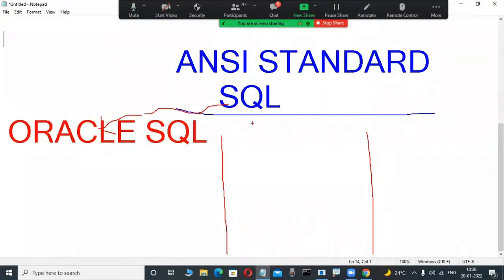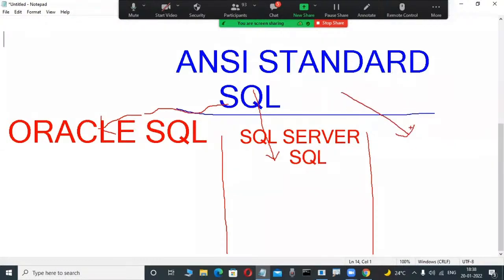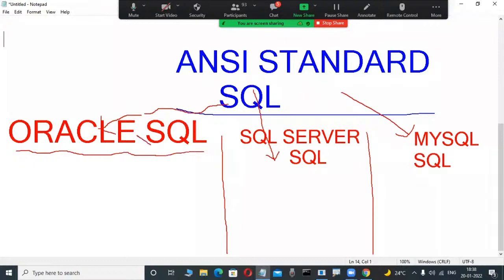So many fellows don't know that. Again, observe: SQL Server, a Microsoft product, created their own SQL from this ANSI standard SQL, which is called SQL Server SQL. Again, MySQL created their own SQL language from this ANSI standard, which is called MySQL SQL. That's why in our class we are learning Oracle SQL.